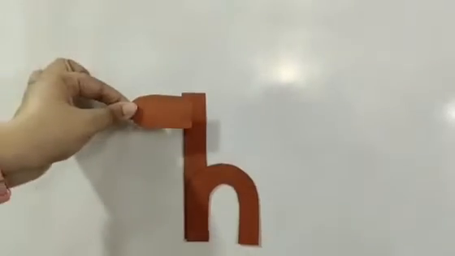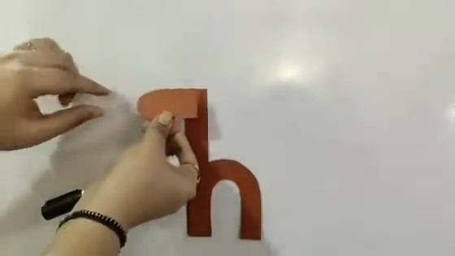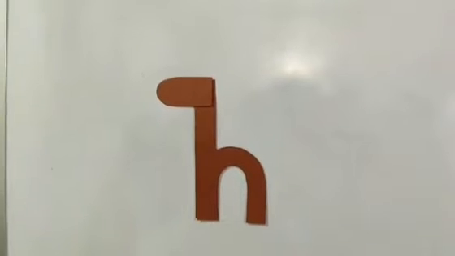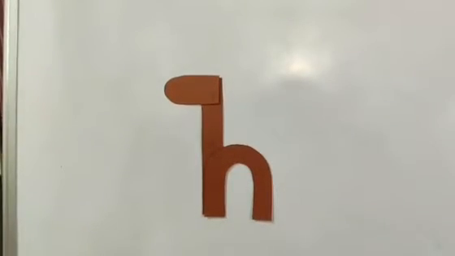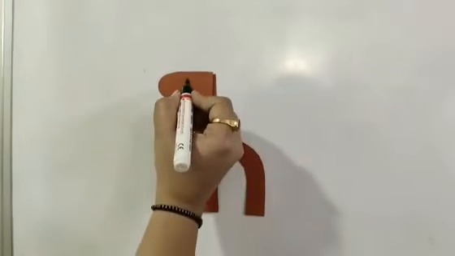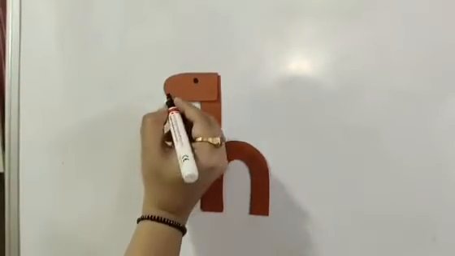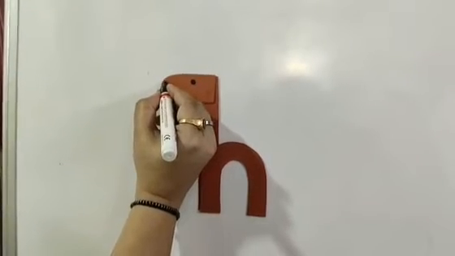Now, we will paste the cutout that we have made using the curved lines like this. Hey, it looks like an animal. Let's see which animal it is. For this, we need to make its eyes. Take a marker or a pencil and draw one eye, like this. And a smiley face. And one nose.